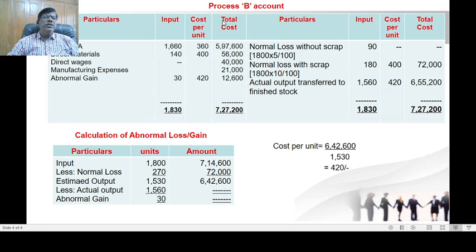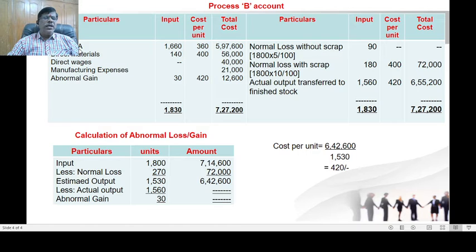Then for process B, you have to make this account, with a debit side and a credit side. In the debit side, you have to make 4 columns, and the credit side also has 4 columns. In the debit side, you can write particulars, input, cost per unit and total cost. Similarly, in the credit side, you write particulars, input, cost per unit and total cost. Here the output of process A becomes the input of process B.